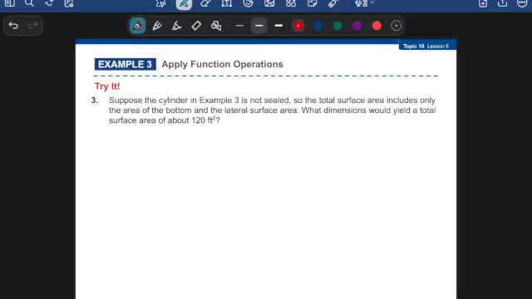All right, try it. Suppose the cylinder in example 3 is not sealed, and so it only has a bottom. It does not have the circular area on the top. What dimensions would yield a total surface area of about 120? Okay, so let's remember, we took the lateral surface area plus the area of the base. And since there's only one, we're not going to multiply it by 2 this time. The lateral surface area was 2 pi r times the height, right? Circumference times the height. And the area of the base is a circle, so it's just pi r squared.